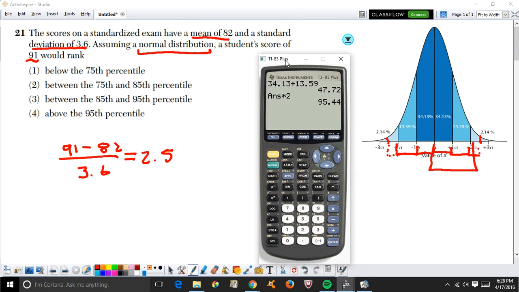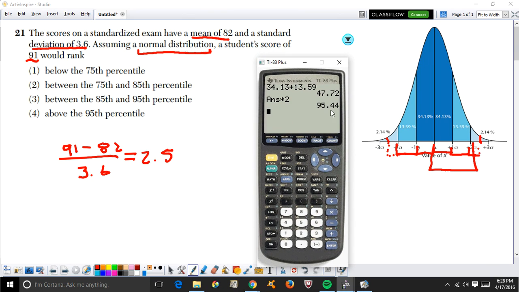So we see right away that by 2 standard deviations, we got 95. We have 2.5 standard deviations, which means our point of interest is above the 95th percentile, because by 2 standard deviations, we are already at 95, which means that at 2.5 standard deviations, it has to be above the 95th percentile.